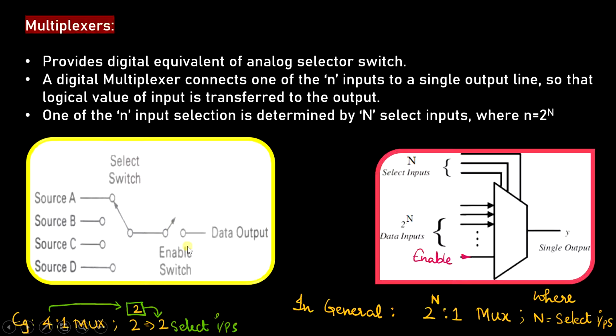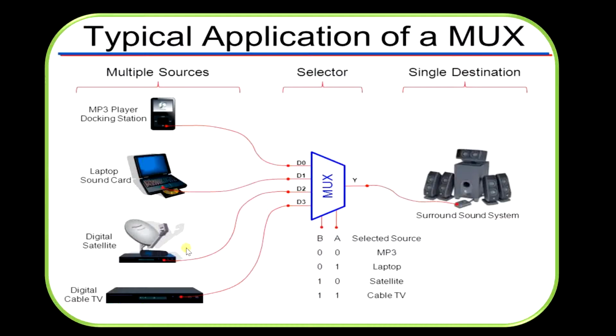When the analog selector is in position A, like in the diagram shown, the data will be routed from source A to the output through the select switch. Here the enable switch is connected in series with the output line, which has to be closed for the data transmission. So let us look into other examples which we currently use.